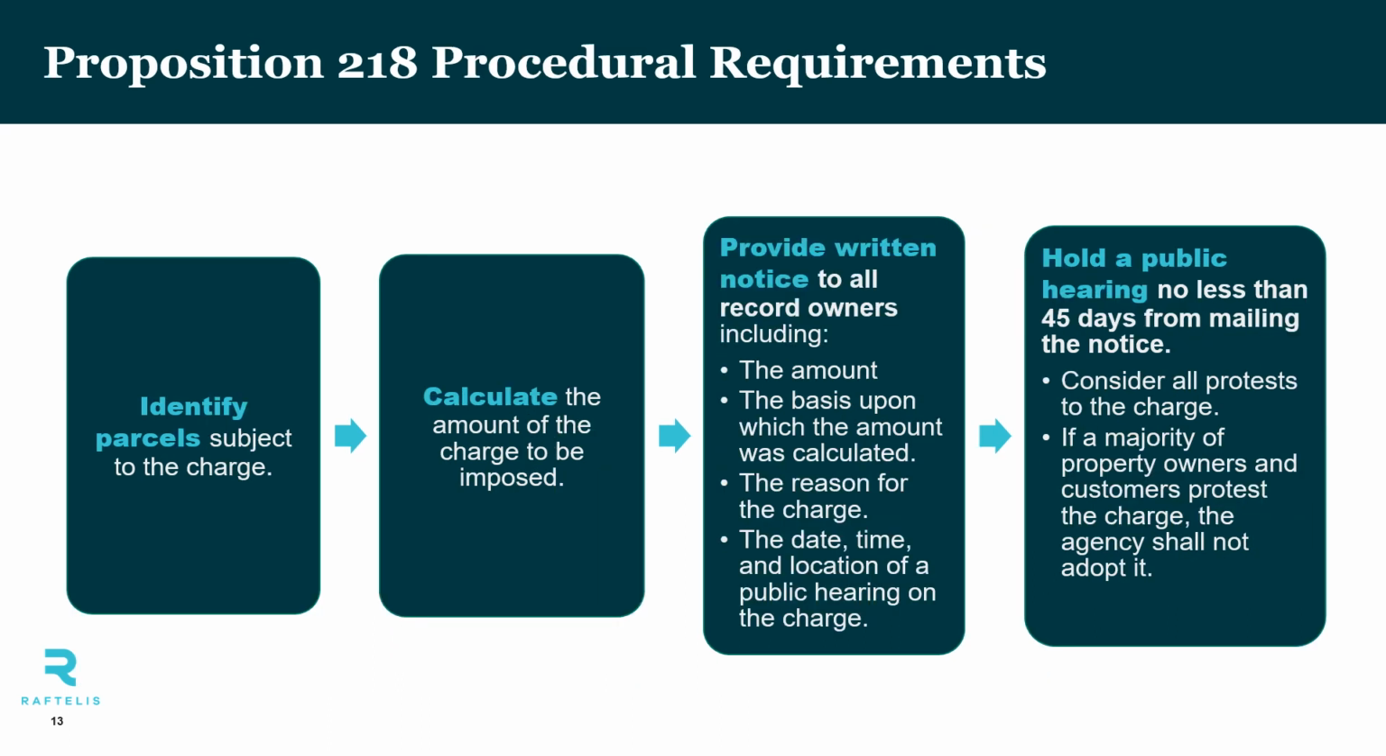Prop 218 outlines the following rate setting process: identify the parcels subject to the charge, calculate the amount of the charge to be imposed, provide written notice to all property owners, and hold a public hearing. The notice includes the proposed rates, the basis upon which the amounts were calculated, the reason for the rates and charges, and the date, time, and location of the public hearing.